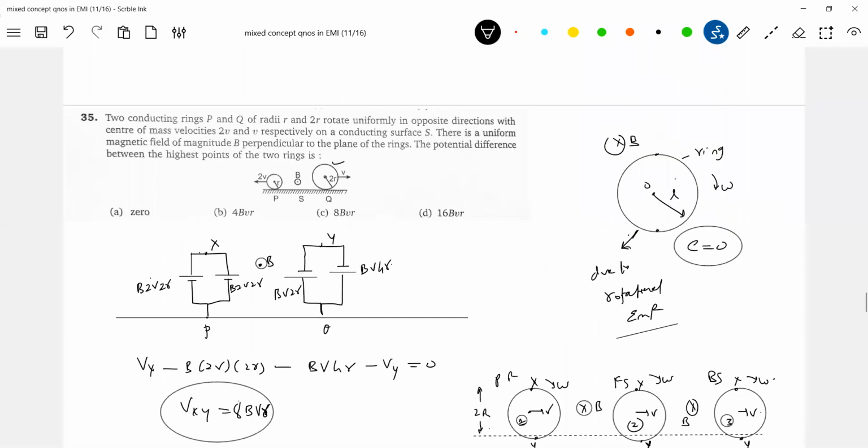Why two cells? Because this ring is open, you can break it up into semicircles. No, this is one semicircle. This is one semicircle. Due to each semicircle a cell, and carry on the problem.